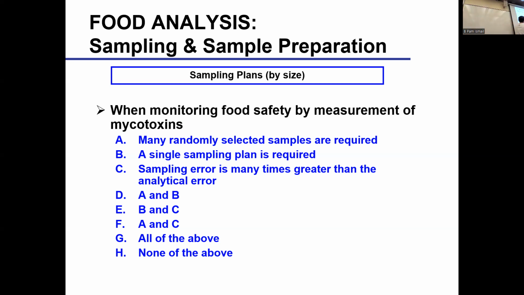So the sampling error is much greater, or of greater consequence, than analytical error. Usually, you are a trained analyst, your instruments are well calibrated, you shouldn't be making a lot of error when you are doing the measurements. But if you make a sampling error in this case, it's more consequential.